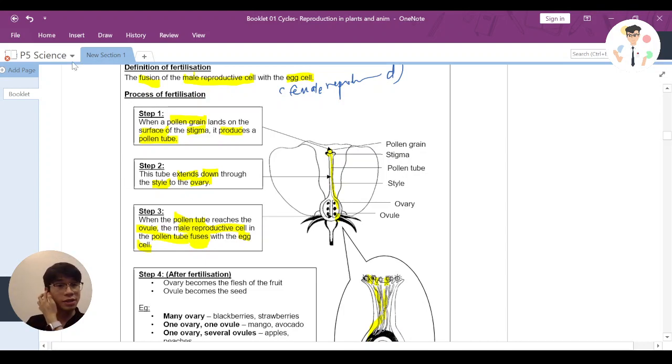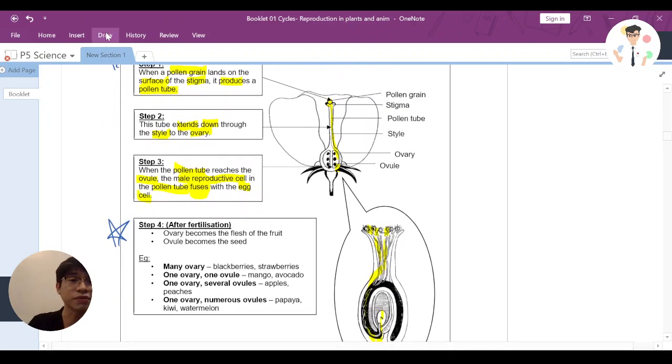This is where fertilization actually occurs. This is a very important process, so if the question asks you to describe the process, you just explain step 1, step 2, step 3. However, there's another very important part, which is what happens after fertilization. After fertilization, what would happen to the flower?